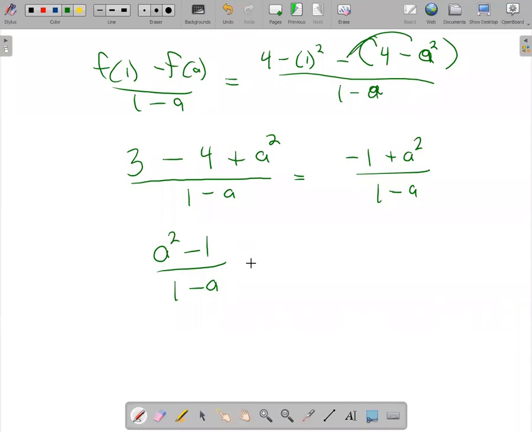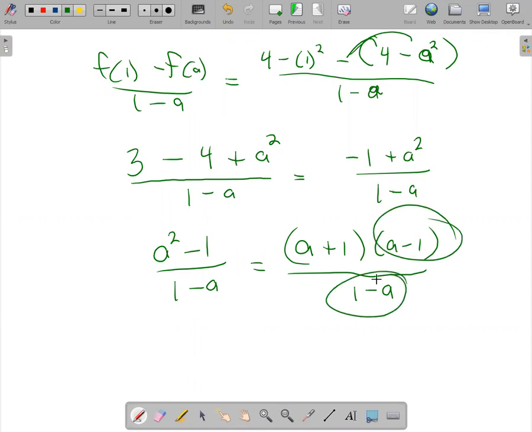How does the numerator factor? A plus 1? Yeah, it's a plus 1 times a minus 1. And a minus 1 looks an awful lot like 1 minus a, doesn't it? If we pick any number for a, like 3, 3 minus 1 is 2, 1 minus 3 is negative 2. So how is this one different from that one in general? They're just opposites, right? We change the order of subtraction. They're opposites. What happens when you divide a number and its opposite?